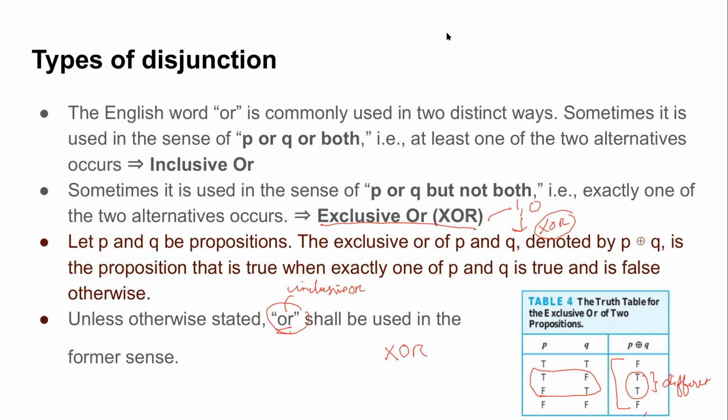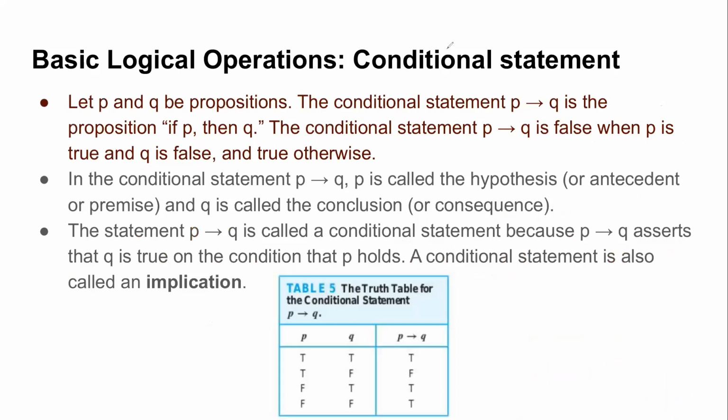So let us move ahead. Now we have finished our basic logical connectives, which were disjunction and conjunction. Now let's move to another logical operation, which is known as the conditional statement. Let's try to understand what it means and how it works. Given two propositions P and Q, the conditional statement is denoted by P arrow Q. This is pronounced as if P then Q.